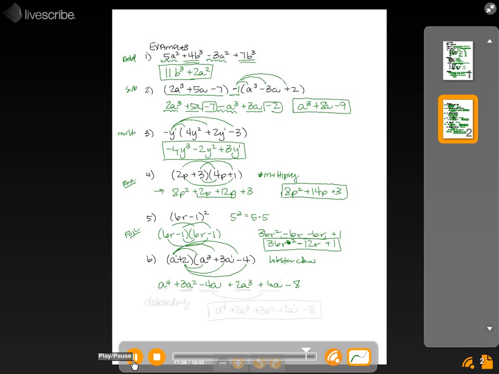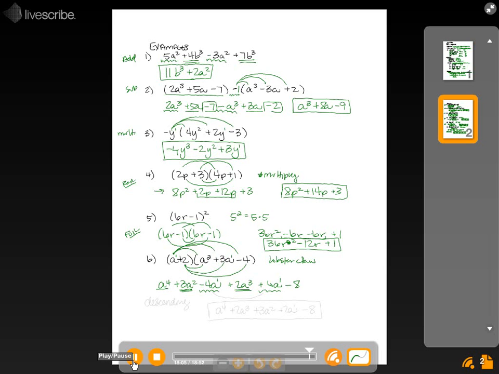Now we look and see if there's anything we can combine. Anything that's got the same exponents. Well, there's a to the fourth. I don't see any other a to the fourths. There's an a cubed. I don't see any other a cubes. There's an a squared. Right here, though, there's a negative 4a and a positive 6a. Those two will combine because they both have an exponent of 1. And then we have the minus 8.